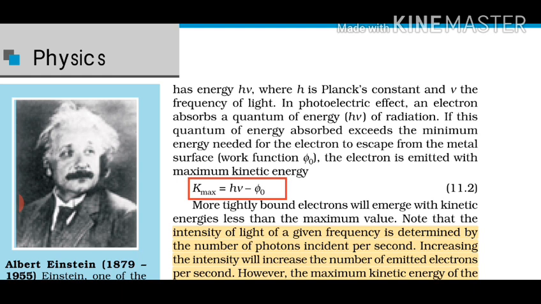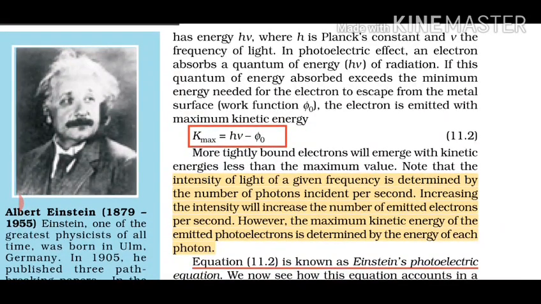Okay, so this equation I have explained to you already: the energy carried by the electron will be the left out part of the energy. Let us suppose you are supplying 16 eV. 7 eV is used by the metal as its work function. So the electron will be carrying how much? 9 eV. That will be its K maximum. So K maximum is equal to h nu minus phi naught.